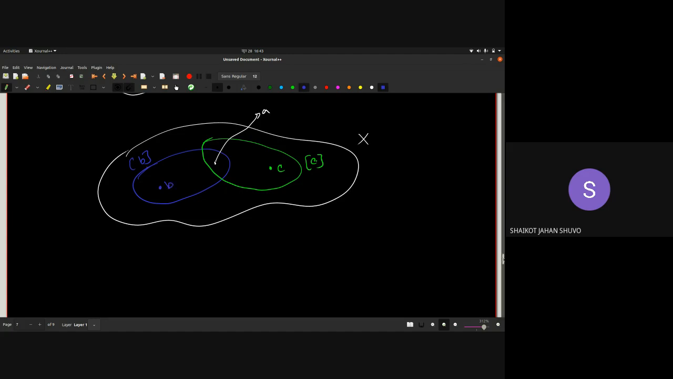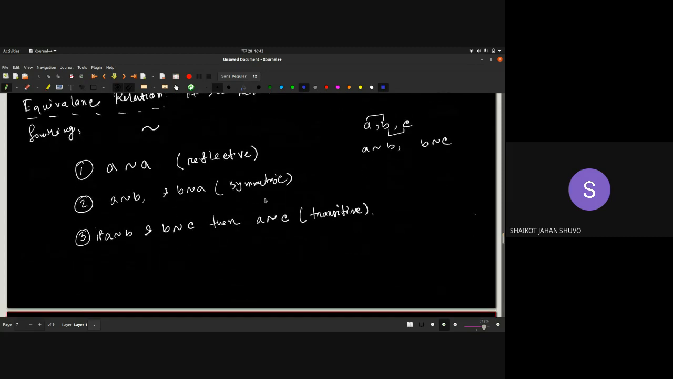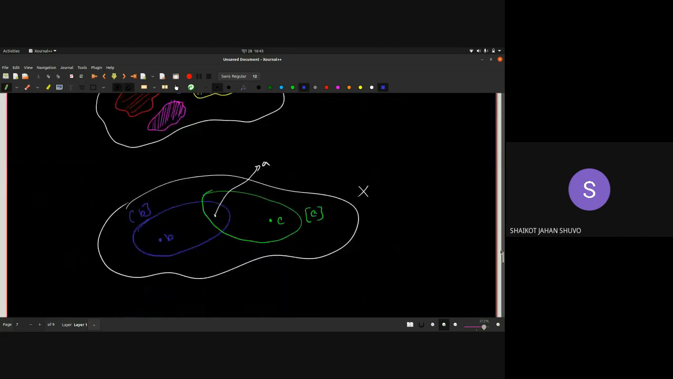Now, if you check with this definition of equivalence relation, you immediately realize the fact that this A is equivalent to C, right? Is that right? Yeah, since A is in the equivalence class of C. At the same time, B is equivalent to A. So what does this tell me? This tells me that B and C are equivalent, right?